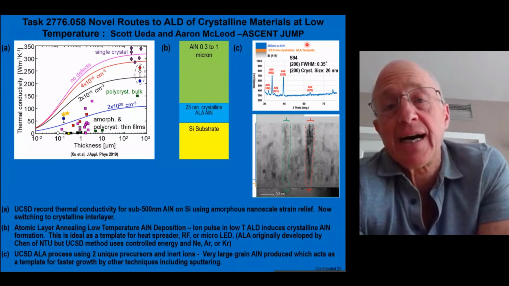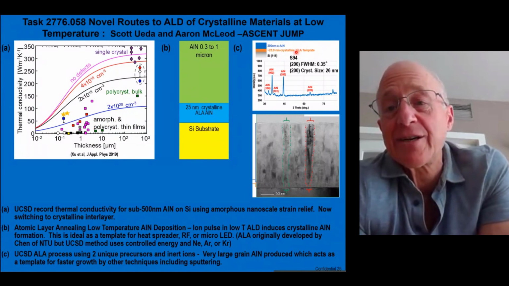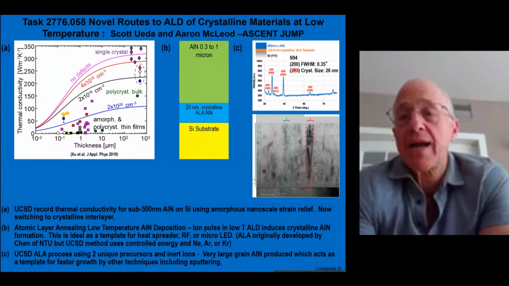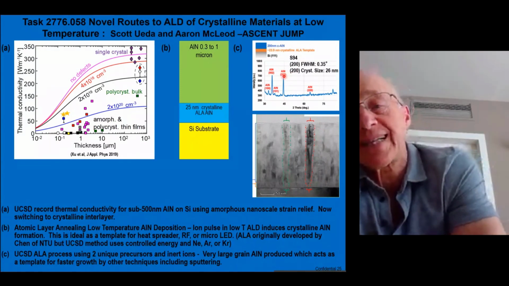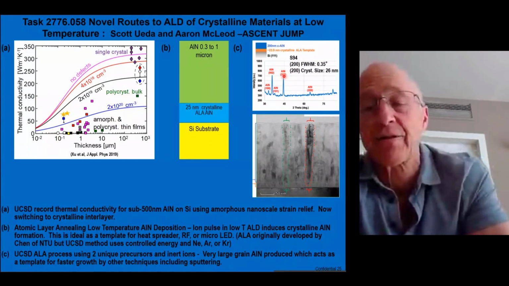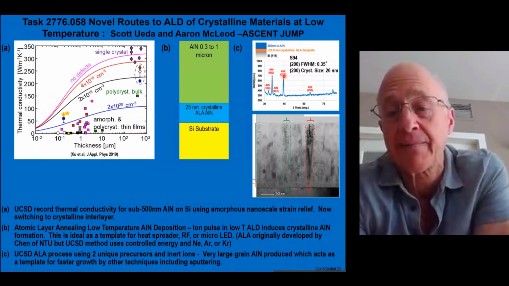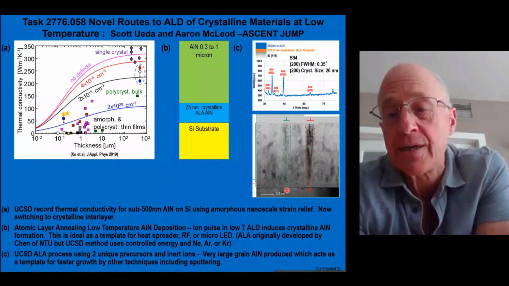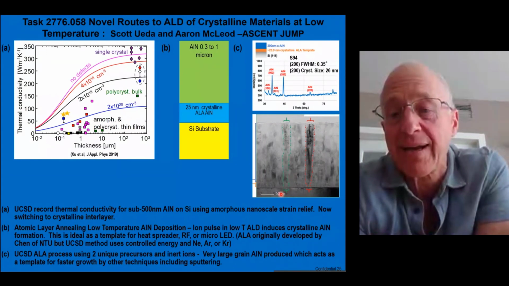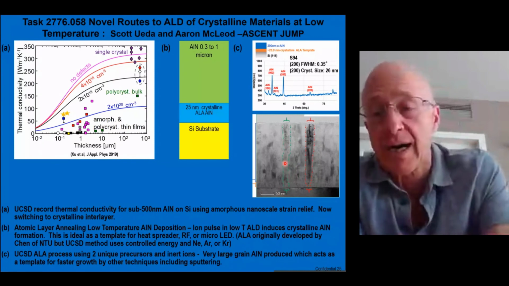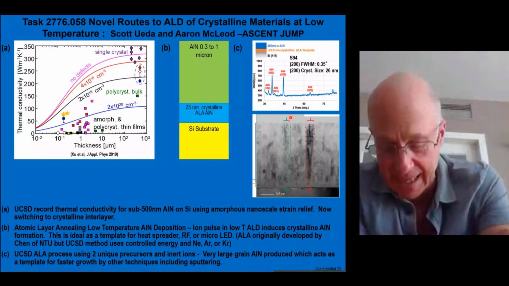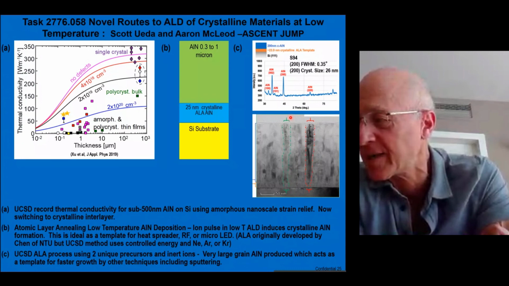And using the TDMAA and hydrazine at 400 C, we're able to grow grains of 26 nanometers, which is a record for grain size on silicon. And this can be used to grow this coherent grain all the way through our heat conduction layer. And I'd be very happy to answer any questions.